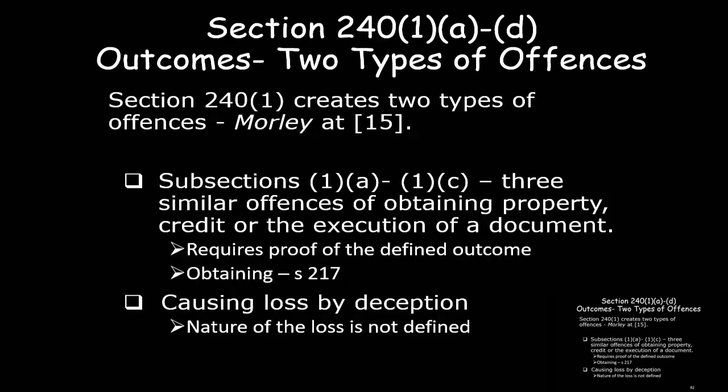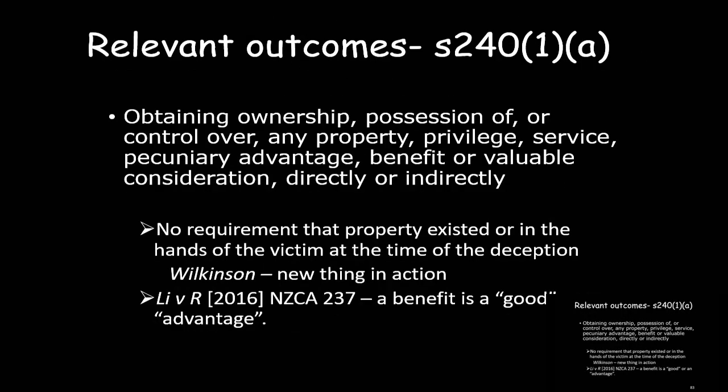When you're looking at loss by deception, which is what they were looking at in Morley, the nature of the loss is not defined in the section. It's not so clear. So when you're looking at obtaining some kind of ownership, possession or control over something, then you've got property, very wide. This is where we fill the gap created by Wilkinson.